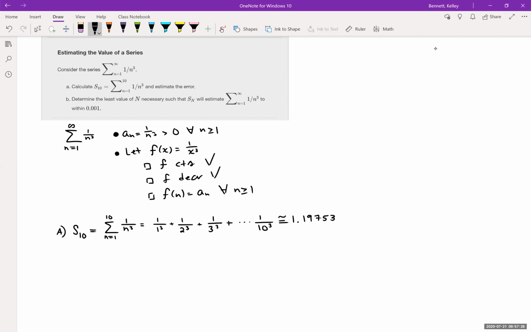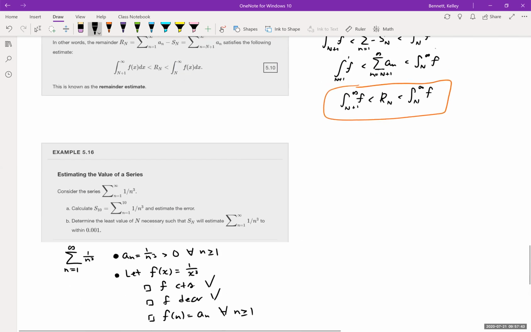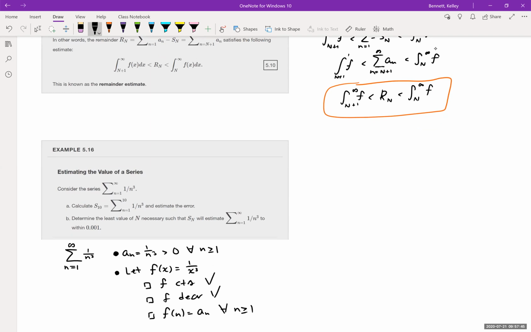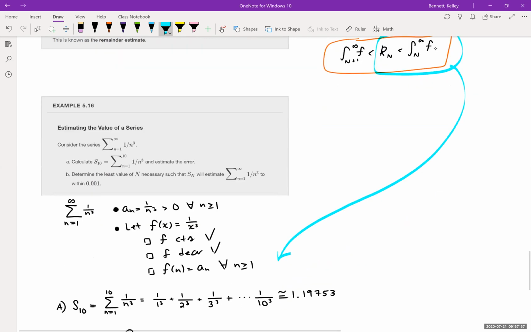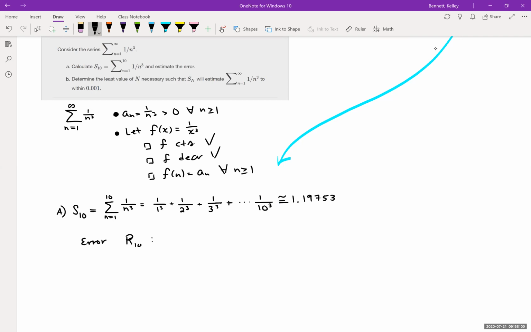So in order to determine the error, we have R sub 10, right? And we're just going to use the upper bound. I don't care that the error is bigger than this; it may come into play later, but I do care that the error is bounded above. I'm going to use just the right half of it. I do care that the R sub n is bounded above.